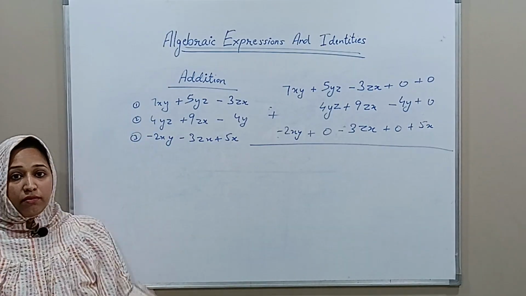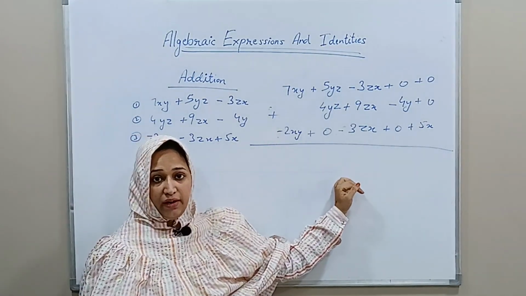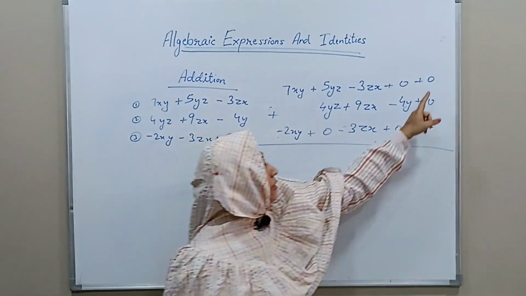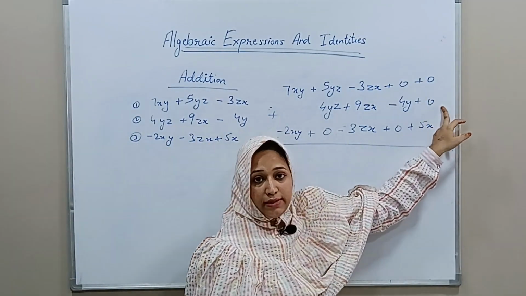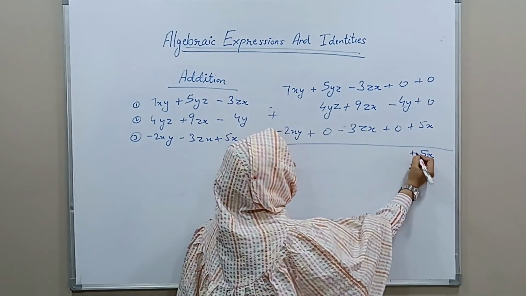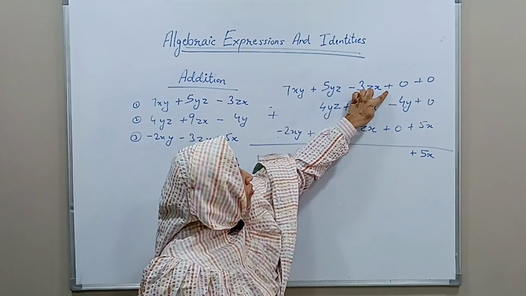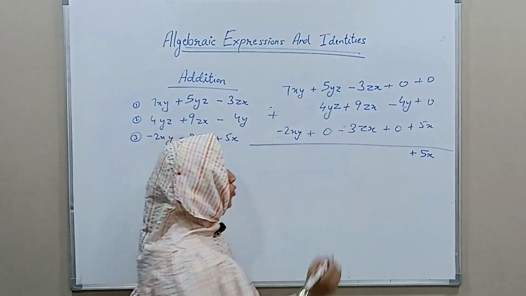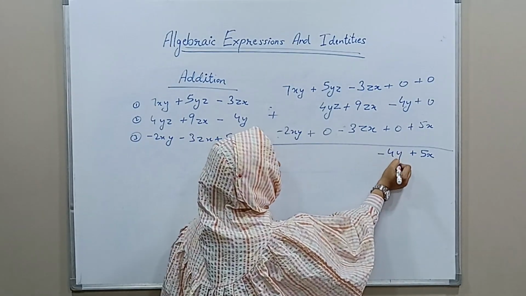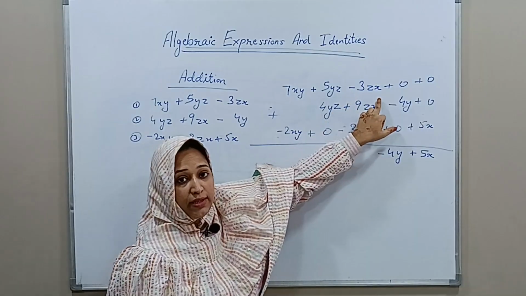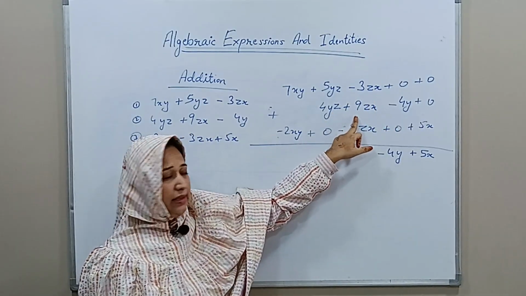Now these are all the terms we have, the three expressions, and you have to add them. Let us start from here. 0 plus 0 is 0, plus 5x is 5x. So 5x. Then 0 minus 4y is minus 4y, plus 0 is minus 4y. So minus 4y. Now here, let us first add minus 3zx plus 9zx.